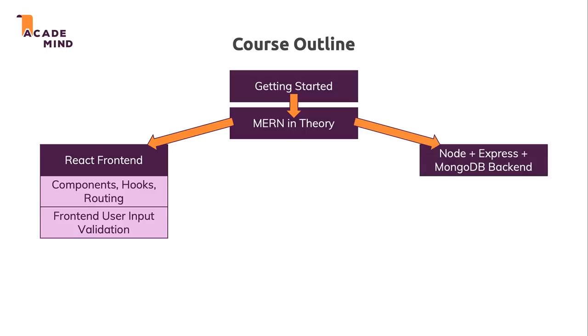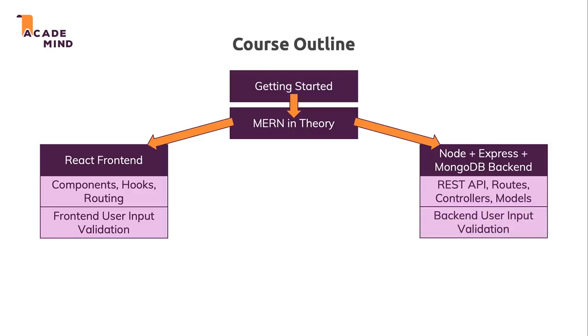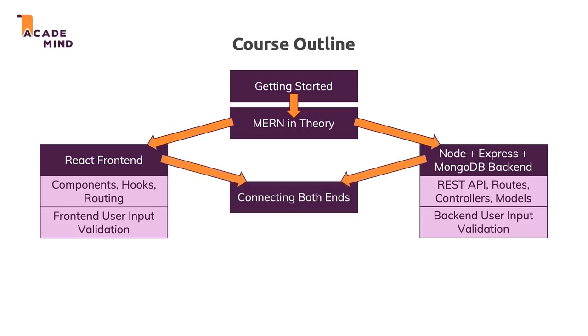Here we'll focus on Node and Express, we'll create our own REST API, implement our own routes, use controllers and models, and as we did for the front-end, now it's time for the backend user input validation. Besides that, we'll also learn how we can connect our backend to a real database, MongoDB in our case here. With that, the backend will be finished. What's missing here, of course, now is the connection of these two ends, and that's what's going to happen in the next module. With that, we will have our first draft of the working MERN application here.